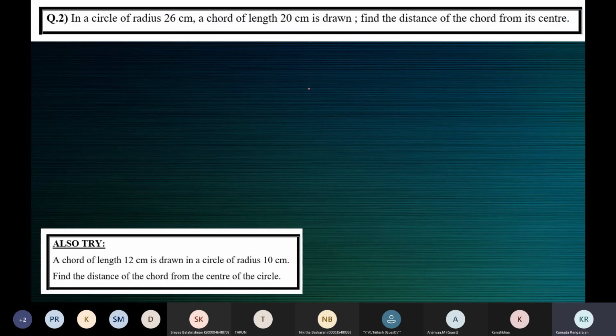What's the answer for this one? Ma'am, is it 24 centimeters? Yes, ma'am. Even I got the same answer. Okay, let's see. In a circle of radius 26 centimeters.